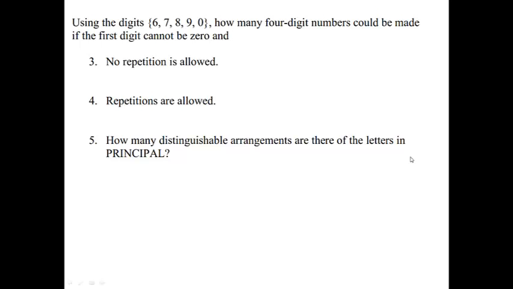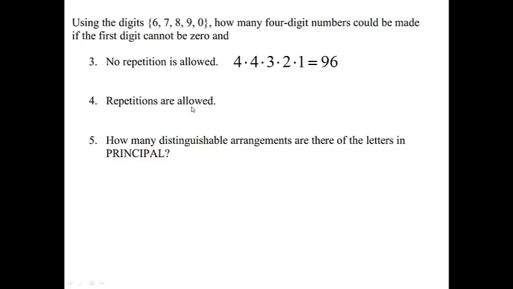All right, using the digits 6, 7, 8, 9, and 0, how many 4-digit numbers could be made if the first digit cannot be a 0? So using only these numbers, how many are possible if you cannot repeat any of them? Well, the first digit has to be one of these 4. And then once you use one of these, you're going to have 4 more left for the other one because you're going to be missing one of these, but now you can use 0. So it should look like this: 4 times 4 times 3 times 2 times 1. So there's 96 different ways you can rearrange these as long as you don't use 0 in the first place.